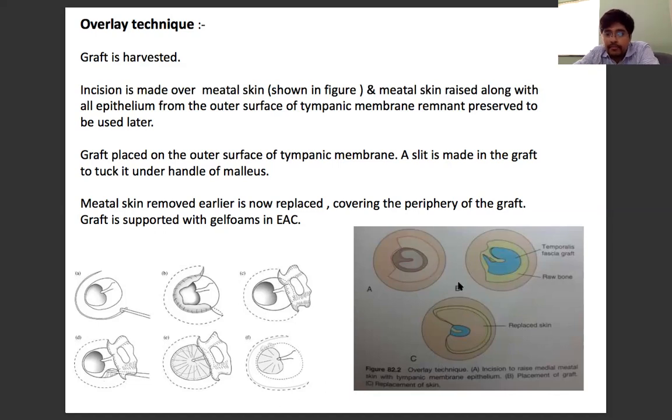Same way, this is the diagram from your Dhingra. You can see in A, the incision is given. This is the incision. We are elevating the flap, now elevating the flap with the squamous layer of the tympanic membrane. So we have elevated. Here you can see the raw bone, and the temporalis fascia graft we have put, and then we are replacing the skin. Can you see this? So this was a perforation. Same way, this diagram is there in your book, so I'm explaining this also.